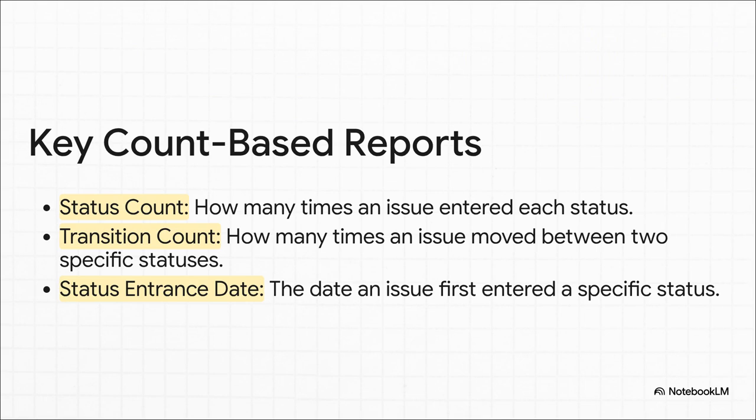Status count, that's how you spot those problem tickets that are just bouncing around like a pinball. That could be a huge red flag for quality. Transition count, ooh, this one's cool. It shows you the real path your work is taking, not just the happy path you drew on a whiteboard. And status entrance date is just what it sounds like. It gives you that concrete timestamp, which is absolutely perfect for things like SLAs.